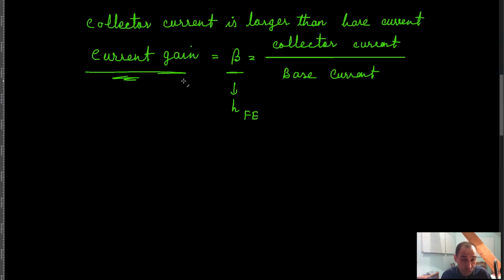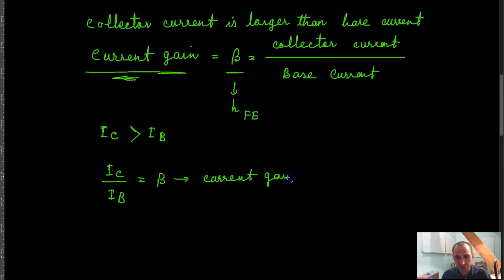So what you need to understand from here is that the collector current, your I_C, is always greater than your I_B, right? And the ratio of these two, I_C to I_B, is called beta, or the current gain of your transistor. That's basically what you need to understand from here.